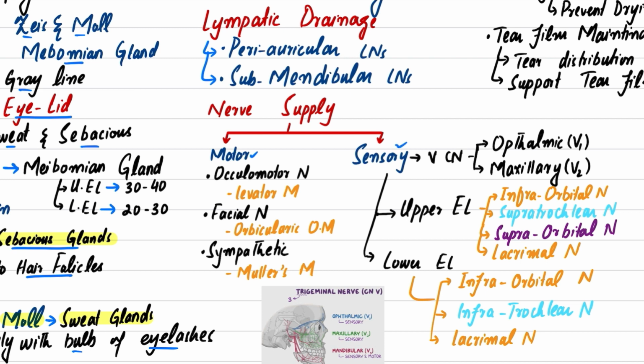The motor supply is by different cranial nerves. Number one, the oculomotor nerve or third cranial nerve supplies the levator palpebrae superioris muscle. And the facial nerve. The facial nerve is the nerve of facial expression. It supplies all those muscles which are involved in facial expression. So the orbicularis oculi muscle is part of facial expression, so it is supplied by the facial nerve. Then we have the sympathetic system. Sympathetic supplies smooth muscle, so Muller's muscle is supplied by the sympathetic nerve.